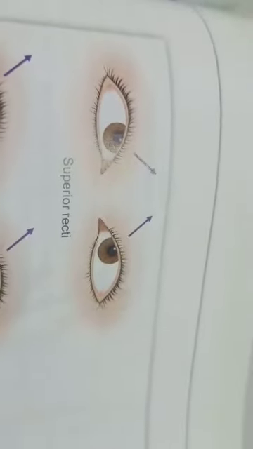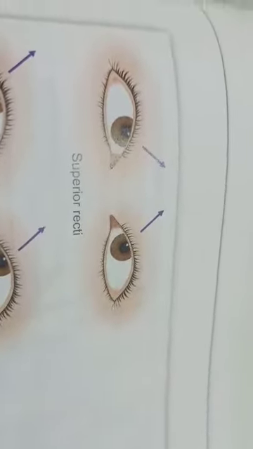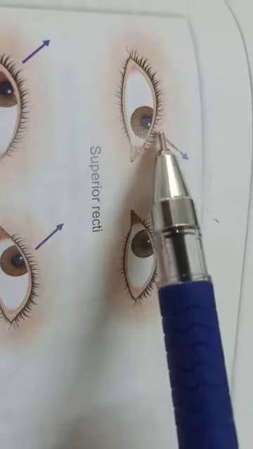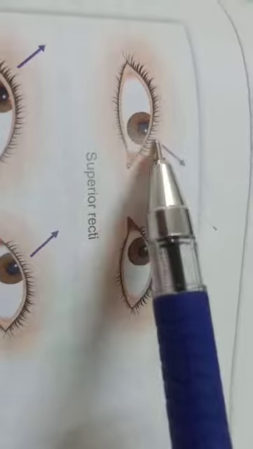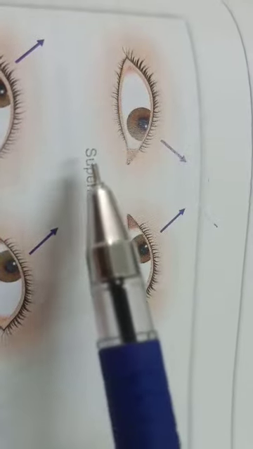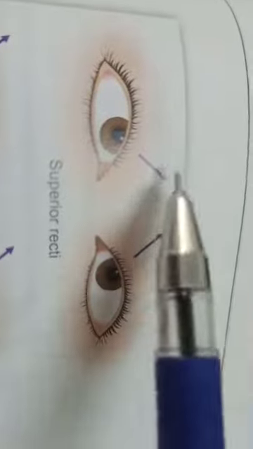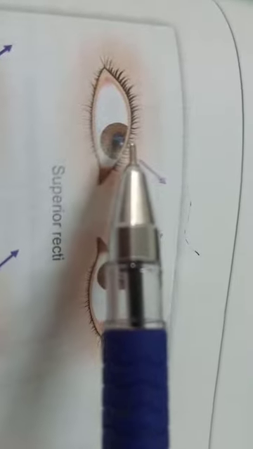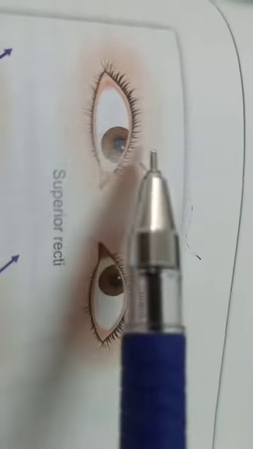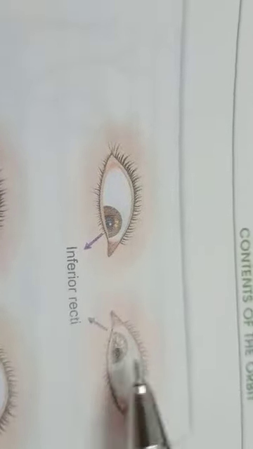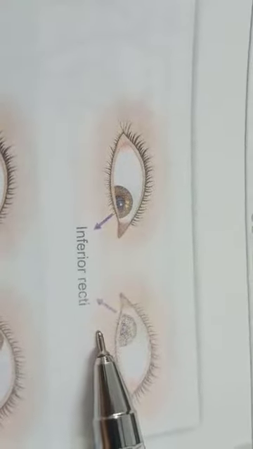And coming to the actions of the extraocular muscles, here we can see this is the elevation. So elevation of the eyeball is by the superior rectus muscle. That is movement of the eyeball towards the upper part, upward movement. That is the elevation, by the superior rectus muscle. And here we can see this is the depression. Depression is by the inferior rectus muscle.